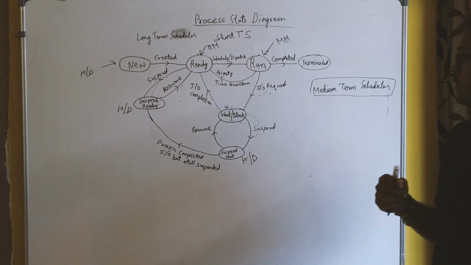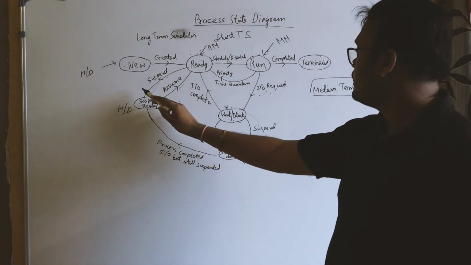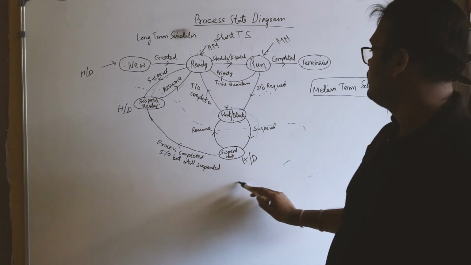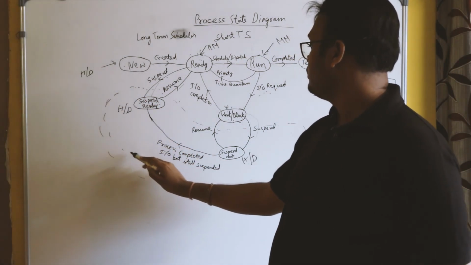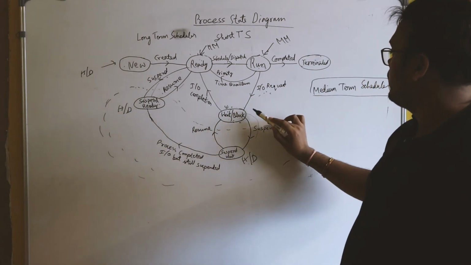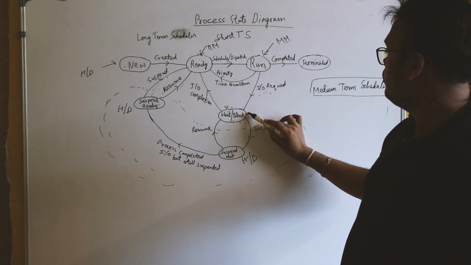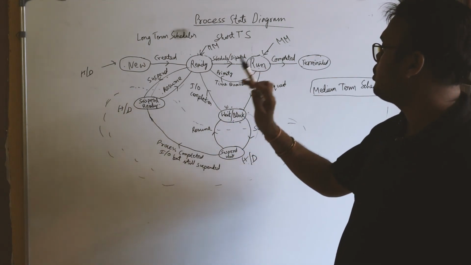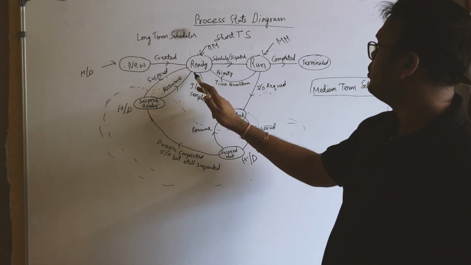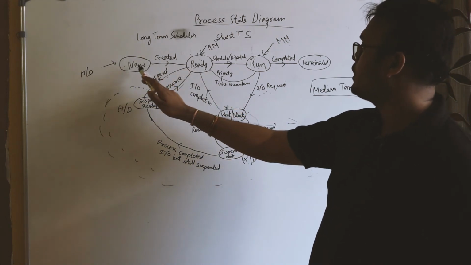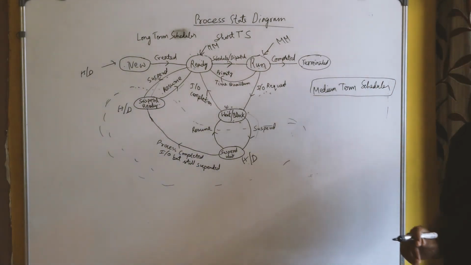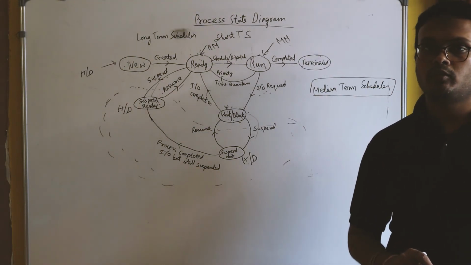Okay. So basically the medium-term scheduler deals with these parts. Why? Because here a process is moving from main memory to hard disk, so that another process from hard disk can come to the ready state. Here also the process is moving from main memory to hard disk, because another process from hard disk can come and enter into the main memory. So that's all about the process state diagram.